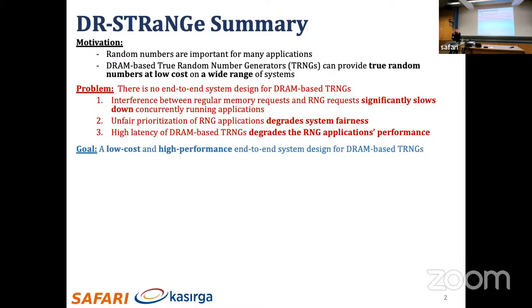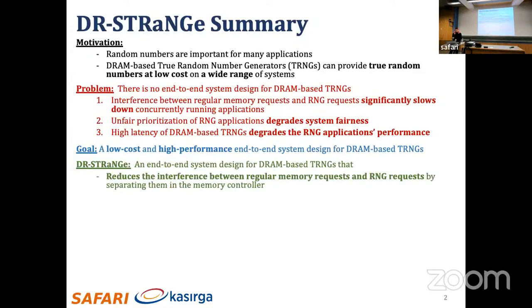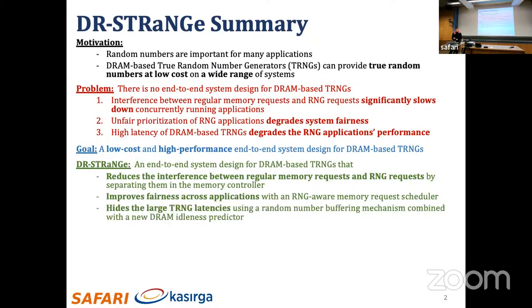Our goal is to design an end-to-end system for DRAM-based TRNGs with low cost and high performance. To this end, we propose Dr. STRaNGe, an end-to-end system design for DRAM-based TRNGs that reduces the RNG interference by separating RNG requests from regular requests in the memory controller, improves fairness across applications with an RNG-aware memory request scheduler, and hides the large TRNG latencies using a random number buffering mechanism with a new DRAM idleness predictor.